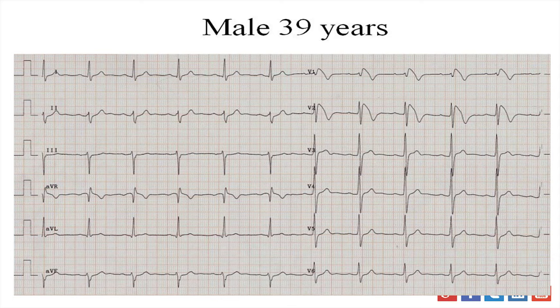Sometimes these are confusing because if you look at 2, 3 and AVF, sometimes you see ST depressions and V1 and V2 look elevated. So it can throw you off. So just be careful if you look at AVF, 2 and 3. In this case, this very strange shark fin looking pattern. Not always this clear to look at, but this is always Brugada.